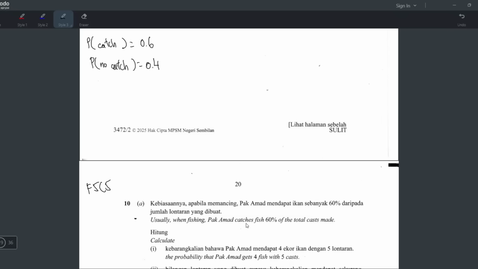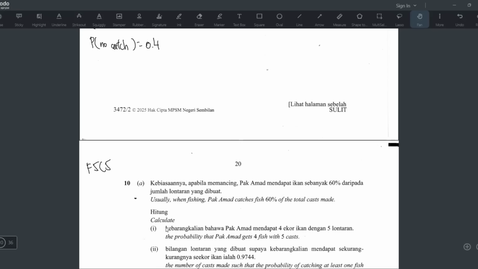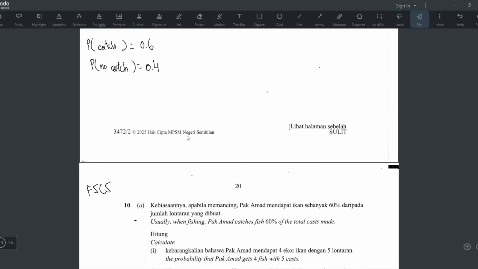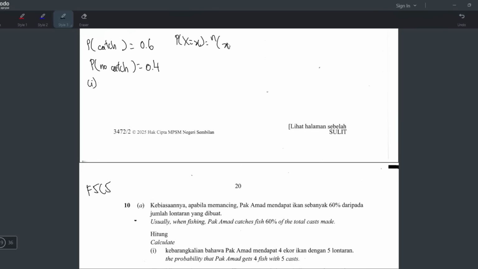Okay, so number 1 says calculate the probability that Pak Ahmad gets 4 fish with 5 casts. Okay, this is definitely under binomial distribution. So we don't need the Z value table for this. We just have to find the n, p, q values and then use the probability formula. The probability formula is P(X = x) equals nCx, p power x, q power n minus x. So we will use this formula. The n is definitely 5, because he throws 5 casts total. And then the 4, that one later baru tengok. What you have to focus on now is this.